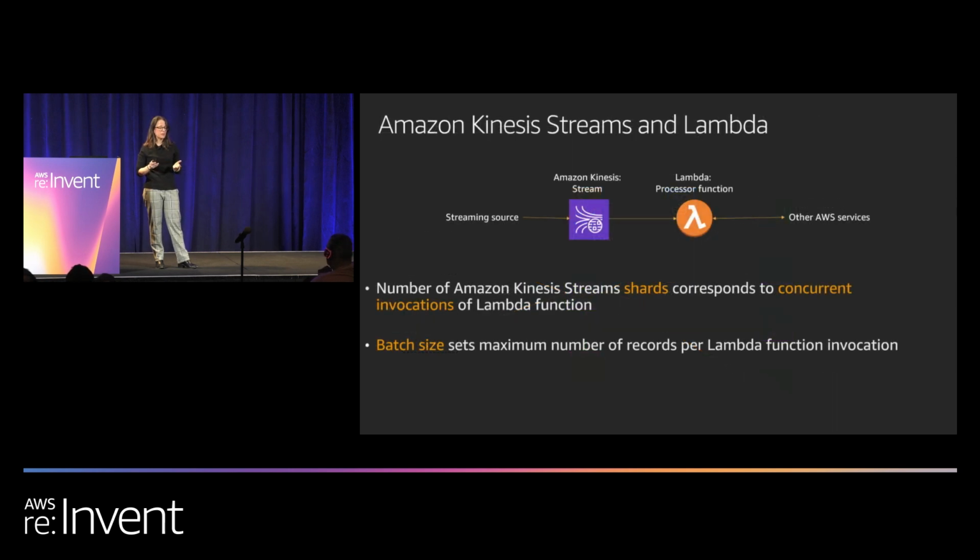So here's a typical use case for Kinesis streams and Lambda. So again, think of your streaming source coming in that will trigger your Lambda function, and then you can then output to other AWS services. But you also want to consider that the number of Kinesis stream shards will correspond to the concurrent invocations of your Lambda functions. And batch sizes will set maximum numbers of records per Lambda function invocation. So there will be some tuning that you have to do in order to make this work effectively.